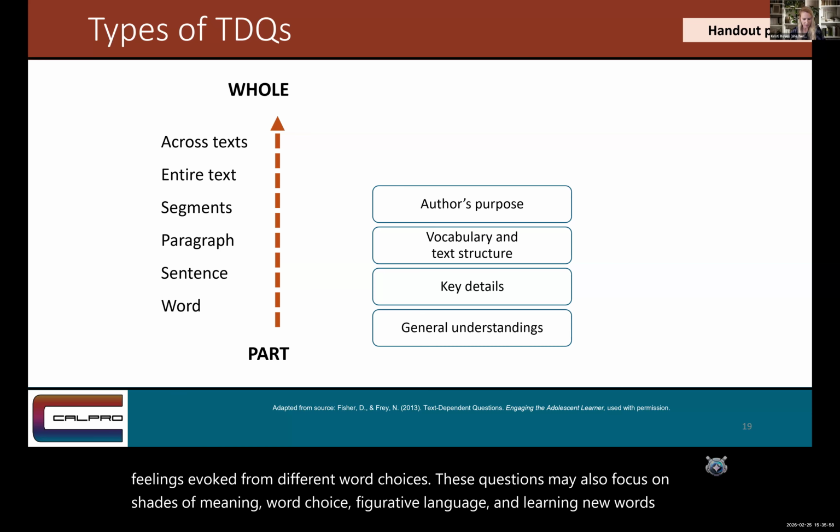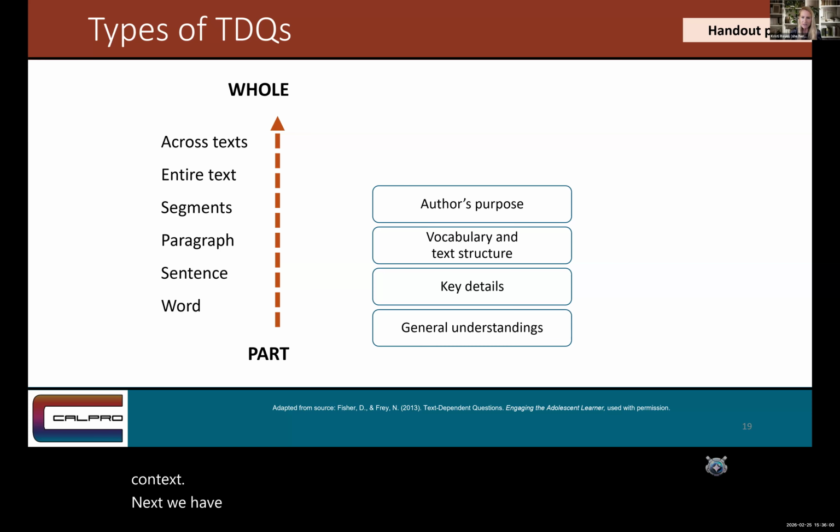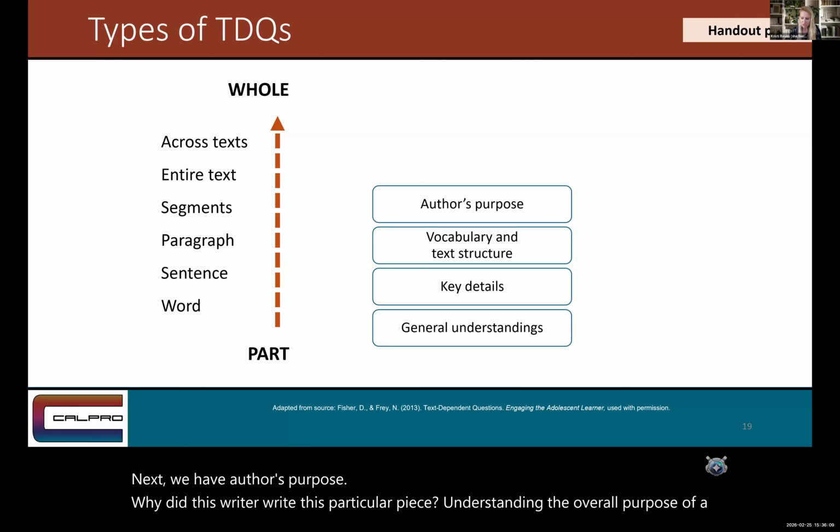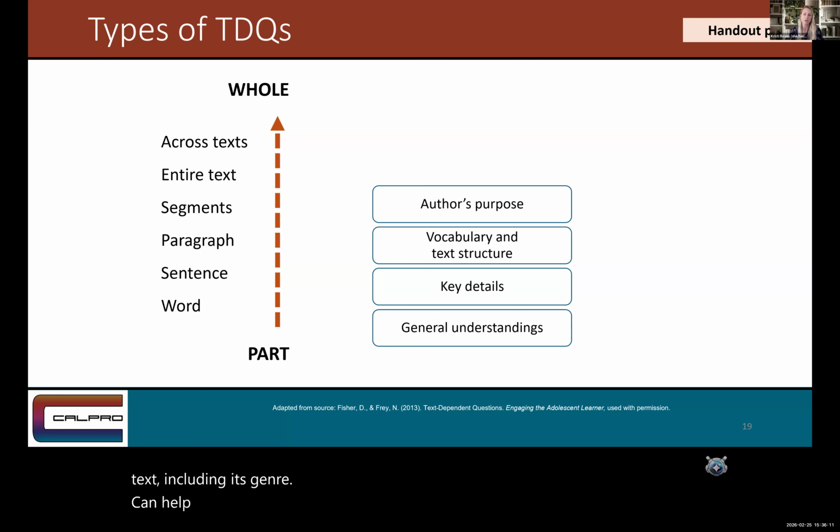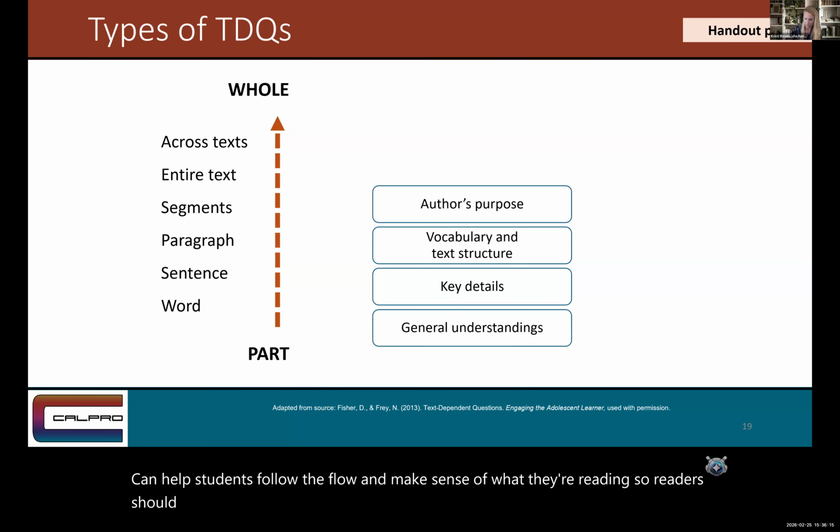Next, we have author's purpose. Why did this writer write this particular piece? Understanding the overall purpose of a text, including its genre, can help students follow the flow and make sense of what they're reading. So readers should know if the text was meant to inform, to entertain, to persuade, to explain something. So that's a really important type of question to ask students as well.